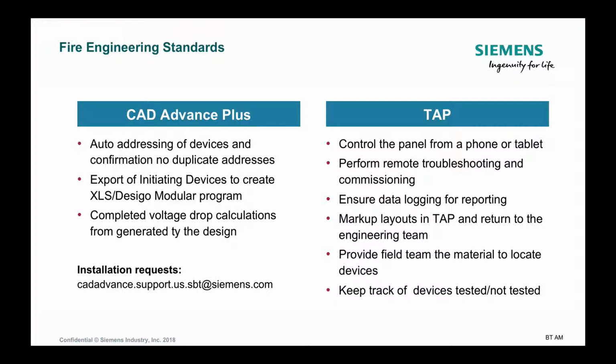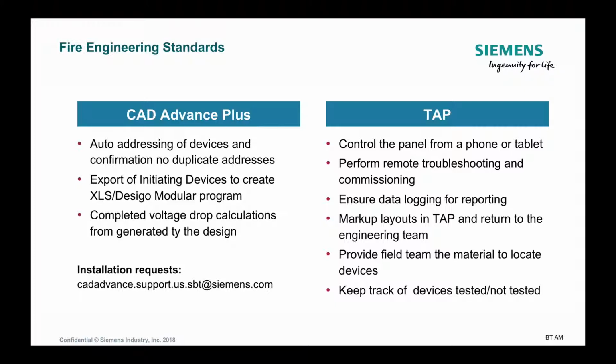The second tool that all designers are required to support is TAP. The setup and use of TAP is a requirement for all fire projects. The technical coordinators will configure TAP, and then it is the responsibility of the design person to load the design drawings to the TAP server. Uploaded design drawings allow field team to control the panel from a phone, perform remote troubleshooting without running back and forth to the panel, ensure data logging for reporting, markup layouts in TAP to include all as-built conditions, locate devices quickly, and keep track of tested or non-tested devices.